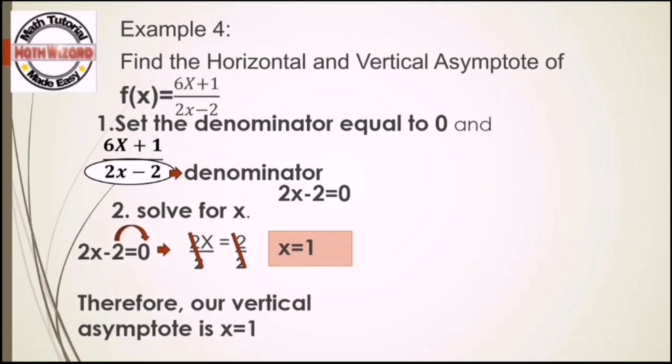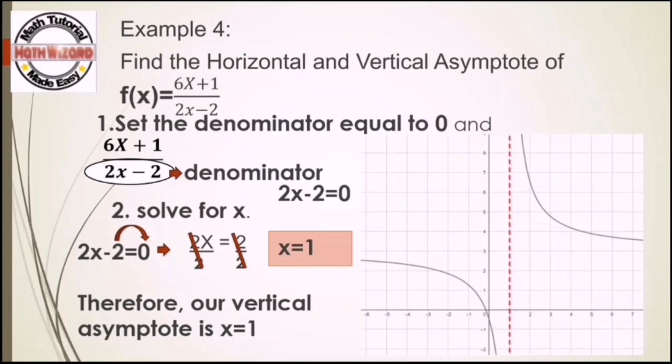Yan. Since x is equal to 1, our vertical asymptote is found at x is equal to 1. If you're going to graph it, this is how it goes. The value of the graph is plotted at x is equal to 1.